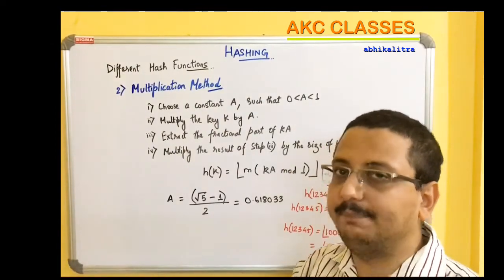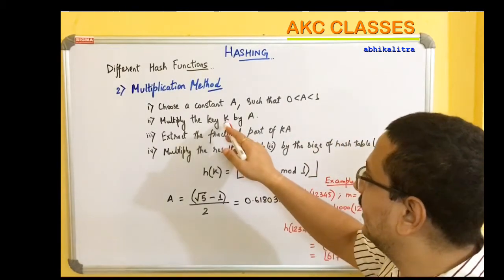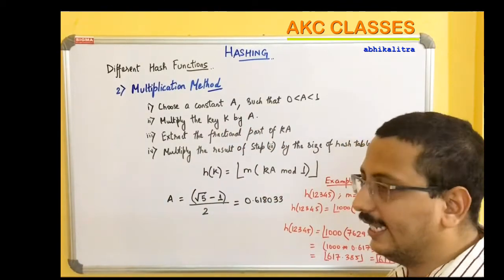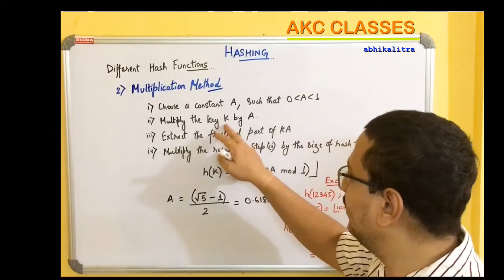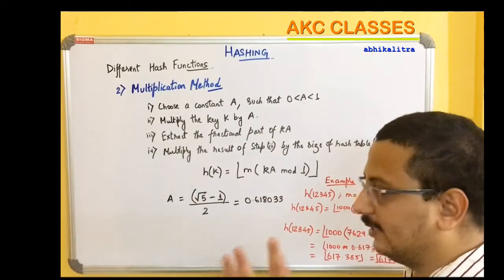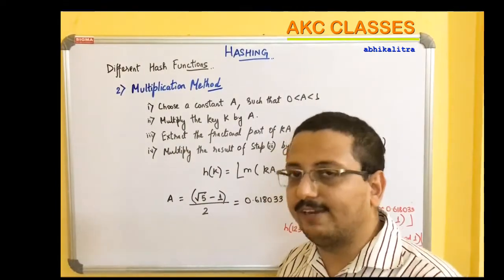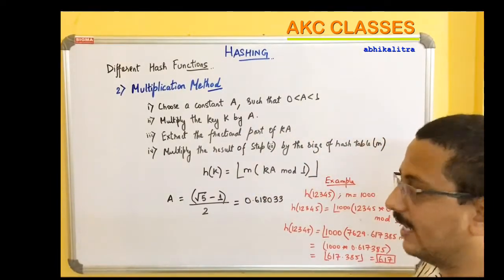Obviously a can be a floating point value. Then what we do is that we multiply the key k by a. The key k value has to be converted to an integer value, and that key k value is multiplied by a. From the multiplied result that we obtain, we extract the fractional part and then multiply it with the size of the hash table, which is m.